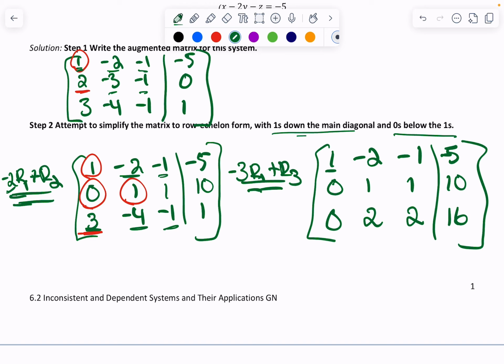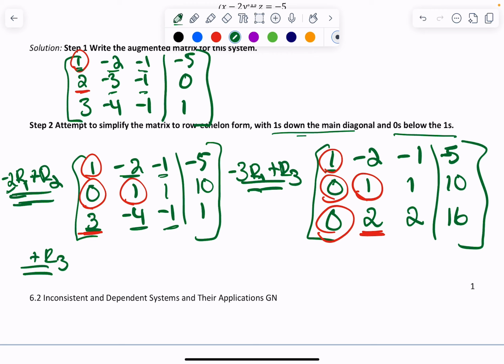Okay, so what do we have here? We have a 1, we have a 0, we have a 1, and we have a 0. Now we need this 2 to become a 0. So we're adding to row 3 again. And now you've got to be careful when you are adding to row 3. We cannot use row 1 because if we add anything in row 1, this 0 is going to change. So we're going to have to use row 2 in this case. And we need an opposite, so we need to multiply row 2 by negative 2.